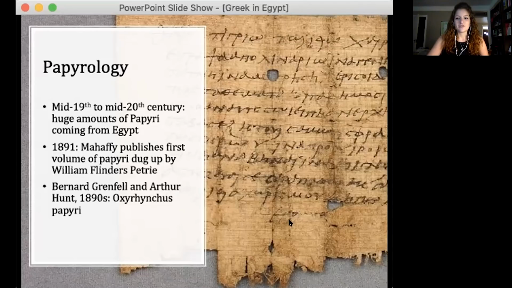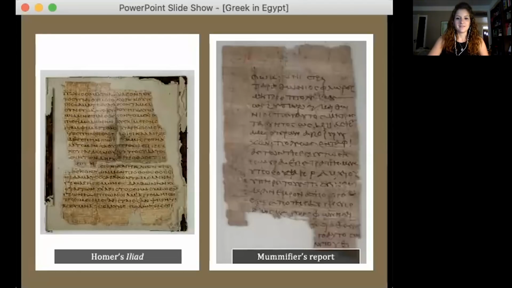The Greek papyri from Egypt can include objects as mundane as a mummifier's report on a dead body and as highbrow as Homer, both of which we have here at the OI.